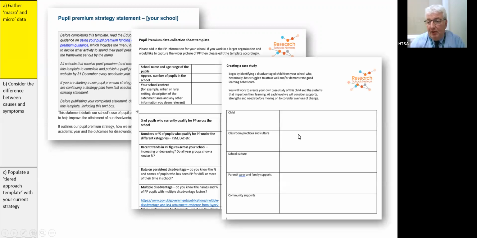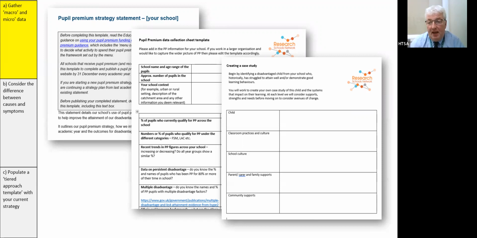And then secondly, we're going to look at how you create a case study. And again, from schools that have done this, we know that this can be a very powerful little activity. It can bring in other stakeholders and other professionals within the school to help build up this picture of what life might be like for a disadvantaged child in your school.